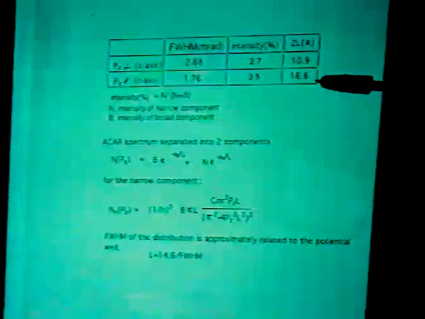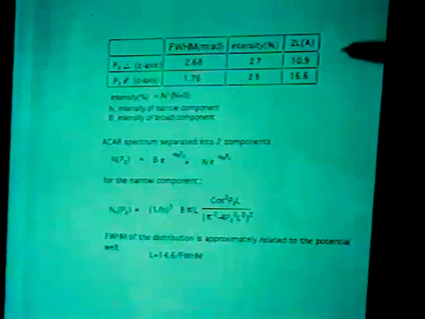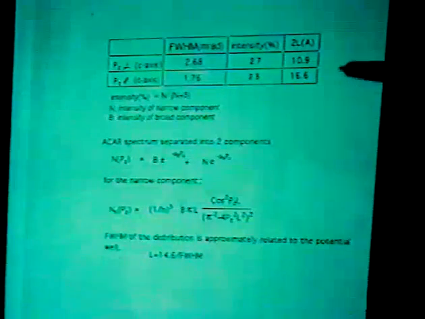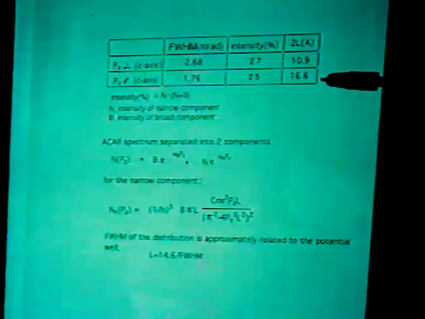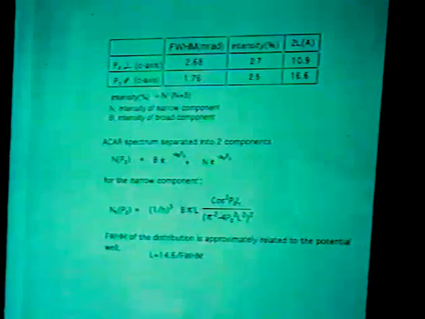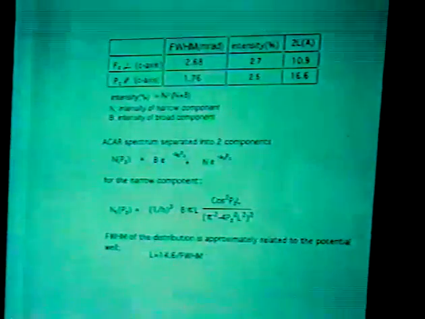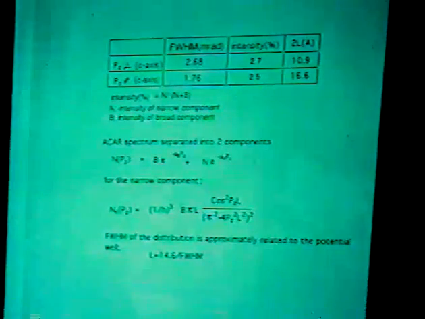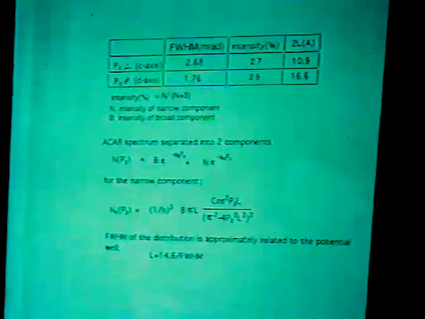The narrow component was analyzed by computer, and from the FWHM and this equation, the potential well of 2L was calculated. This value is nearly equal to the tunnel size in the direction of sepiolite.